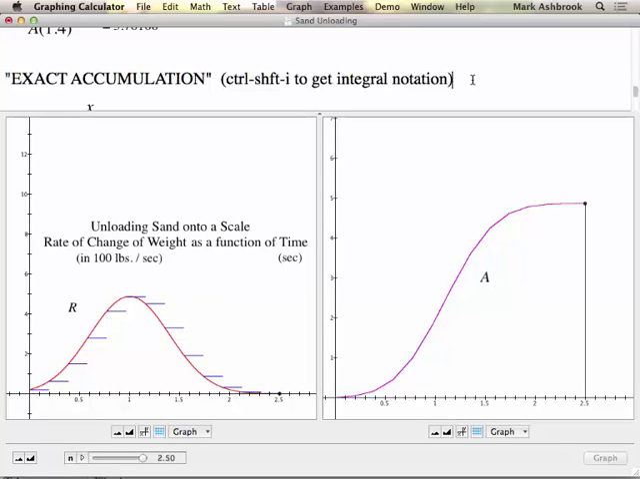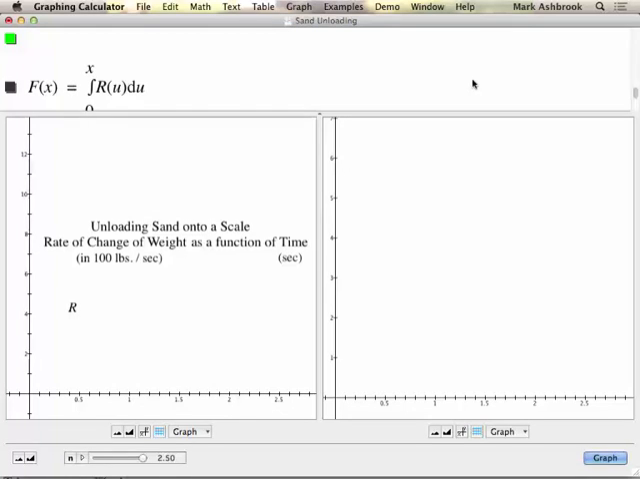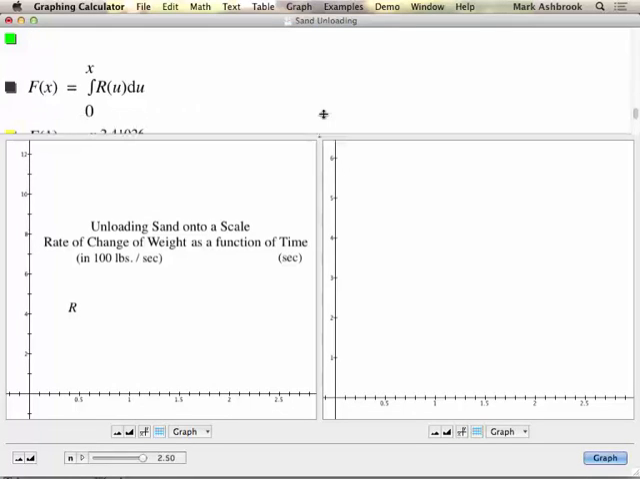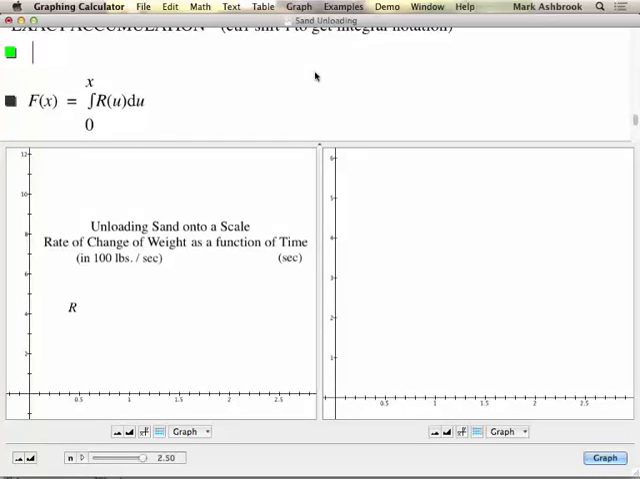I'll just start it again here. So we're going to build this. So F Control 9X. So capital A of X, that's our approximate accumulation function. That's that formula. And then capital F of X is our exact accumulation. That's our integral function. So we go equals Control Shift I, and the integral comes up.